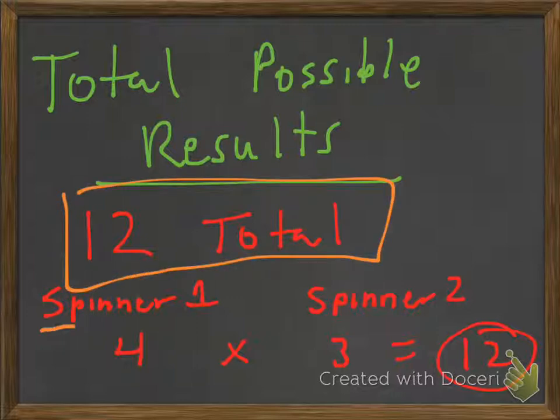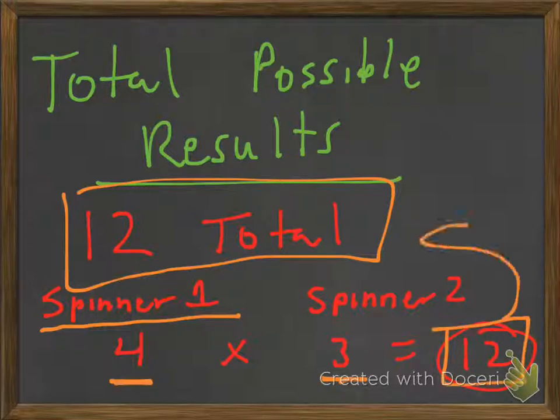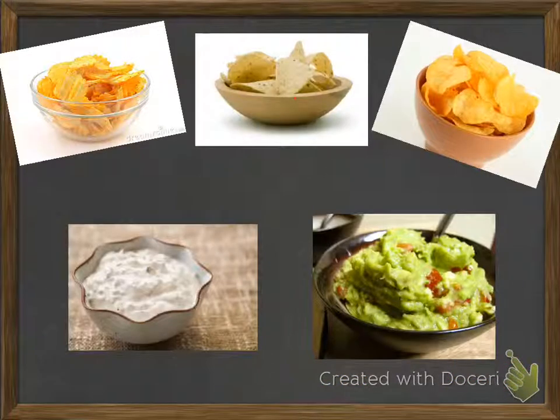In other words, on spinner number 1, you have 4 possible choices or outcomes, and on spinner number 2, you have 3 possible outcomes. 4 times 3 gives you 12 total results. Let's look at another one.